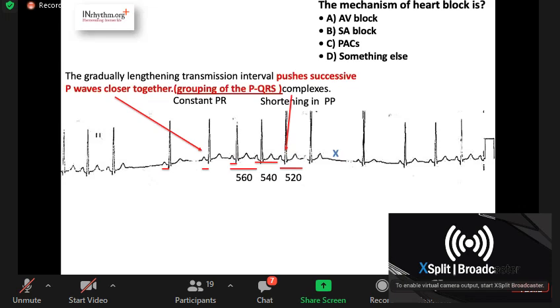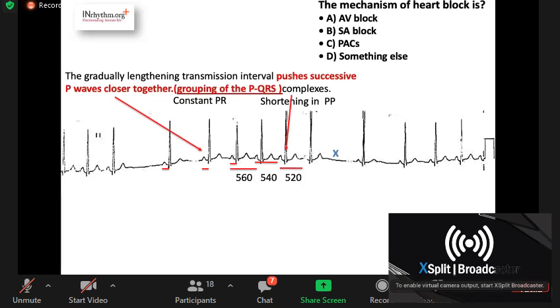That is the reason you need to put a caliper or a dotted line so that you measure this interval correctly, because ECG strips won't give you that value. If you look here, the PP interval is gradually shortening: 560, 540, 520. So the PP intervals are coming closer. The technical term for that is group beating, and we are having a constant PR interval. Because of the gradual lengthening of the sinus node conduction, the PP interval will come closer.